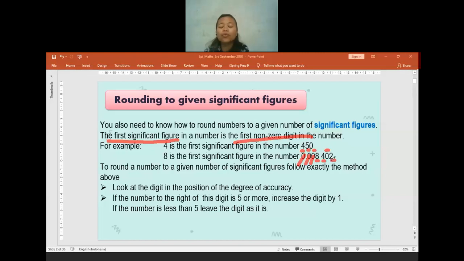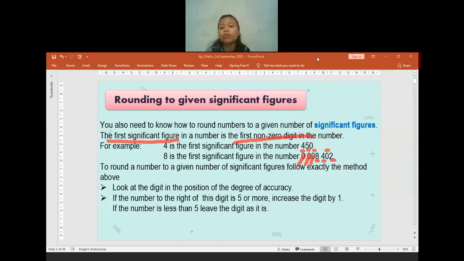Before I move to how we round off the number to the given significant figures, is there anyone who still gets confused recognizing which digit is significant and which digit is not significant? Is there anyone who still gets confused? Hello? No? Please let me know. Okay, so you are already clear on which digits are significant.